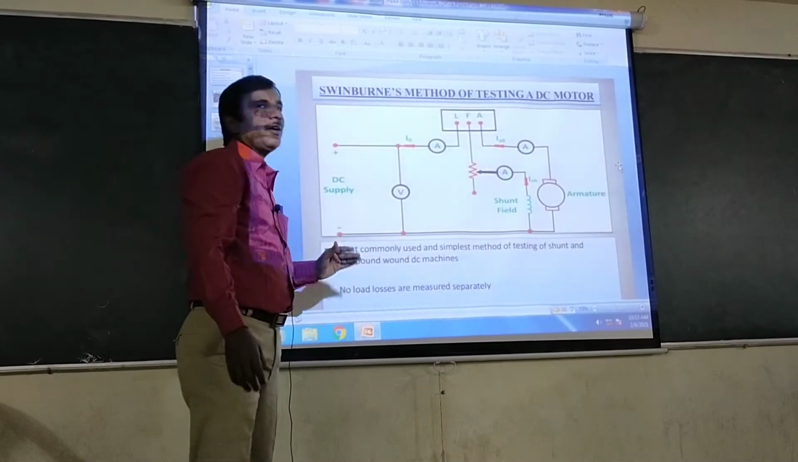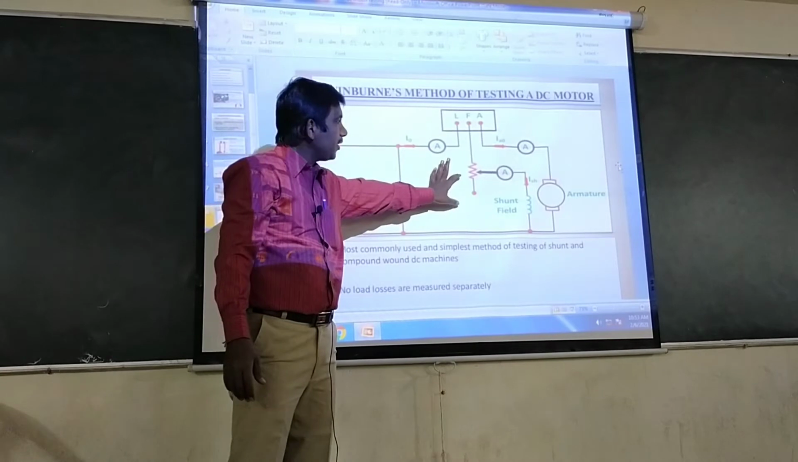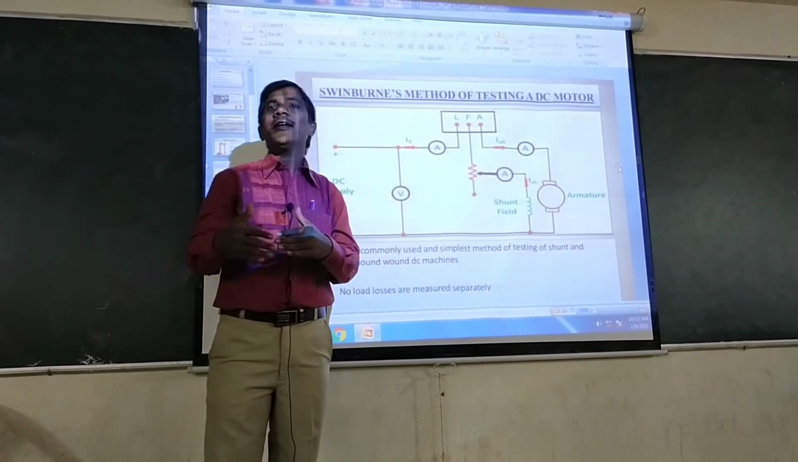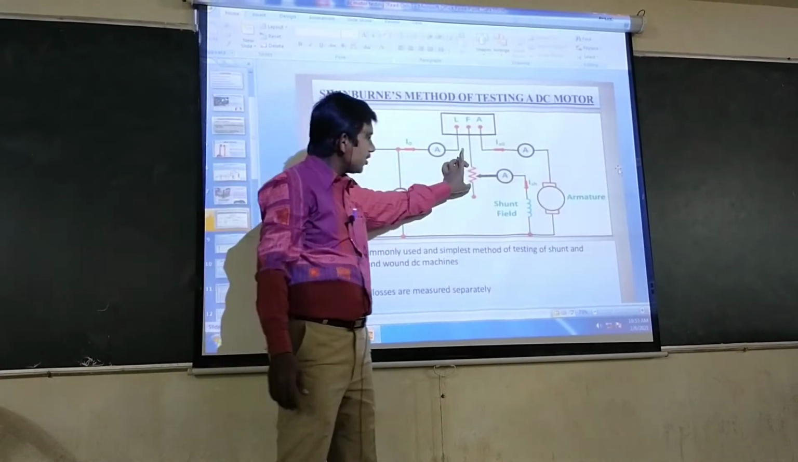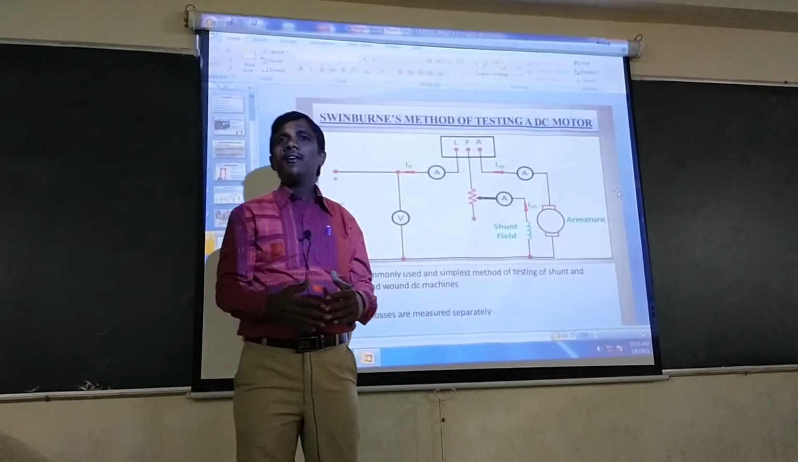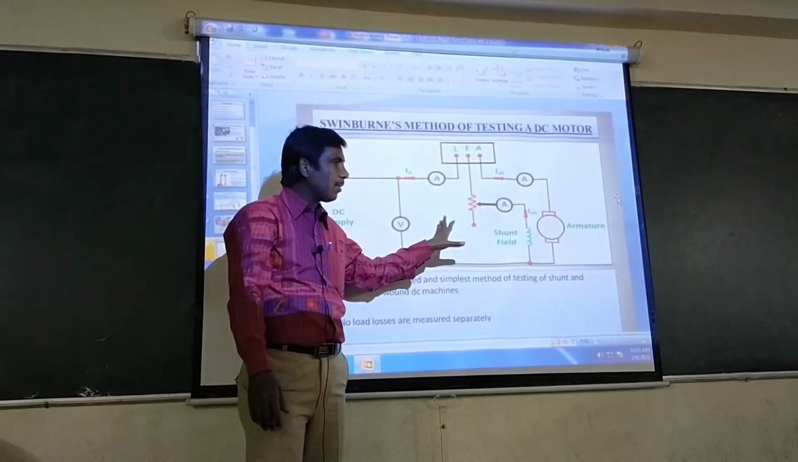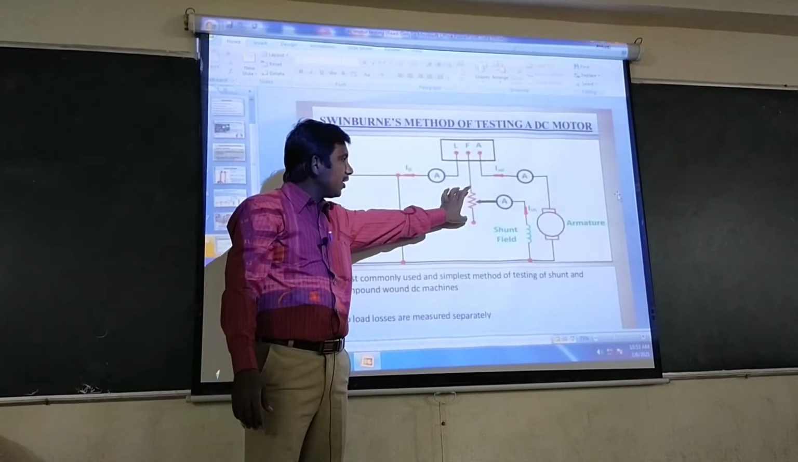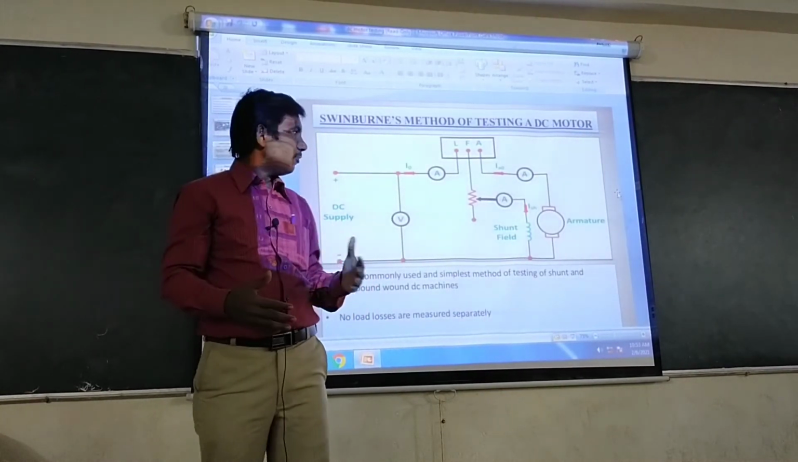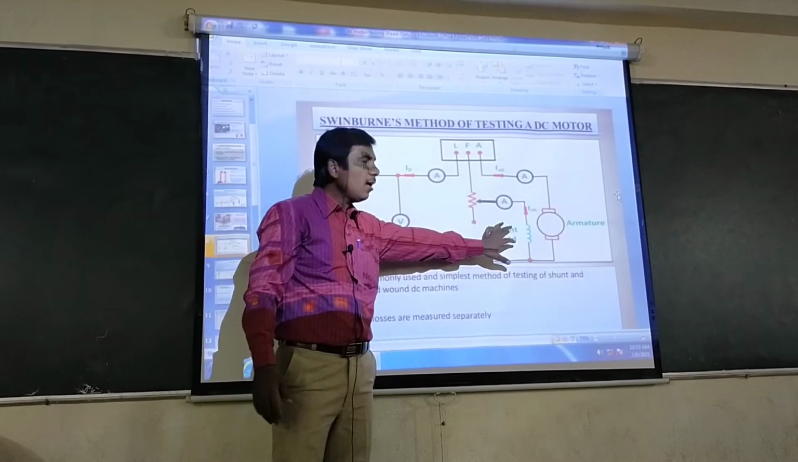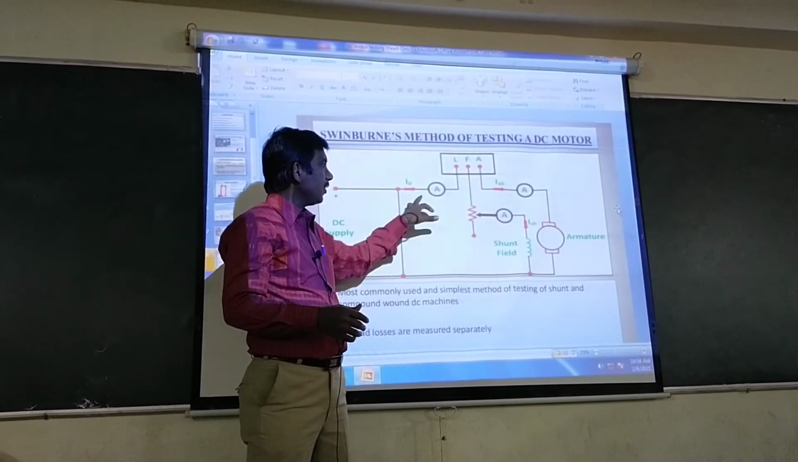In Swinburne's test, we apply the rated voltage to the armature, and by adjusting the field current we obtain the rated speed of the DC shunt motor. By adjusting this field current we can adjust the speed of the DC shunt motor, because speed is inversely proportional to flux, N is inversely proportional to flux. After reaching the maximum speed, that is the rated speed, we take the readings.